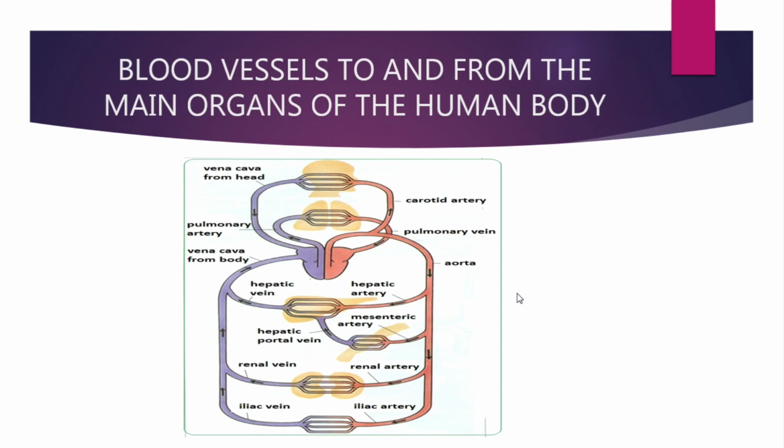Let's move on to that. So this is the blood vessels to and from the main organs of the human body. You can see over here that there is a blood vessel going to the head and the arms. The red blood vessel going to the head and the arms is the artery, and the blue blood vessel coming back is the vein.